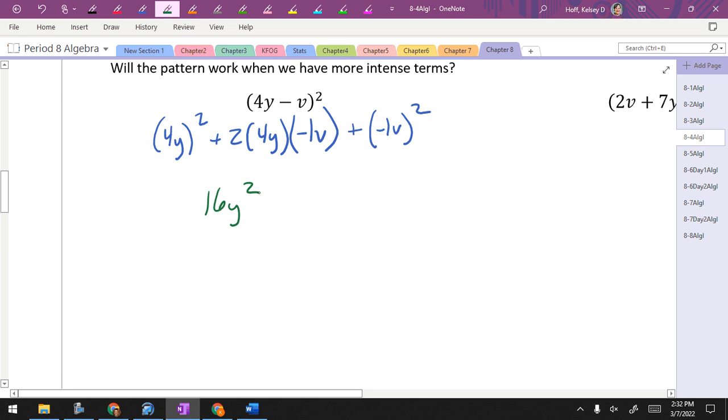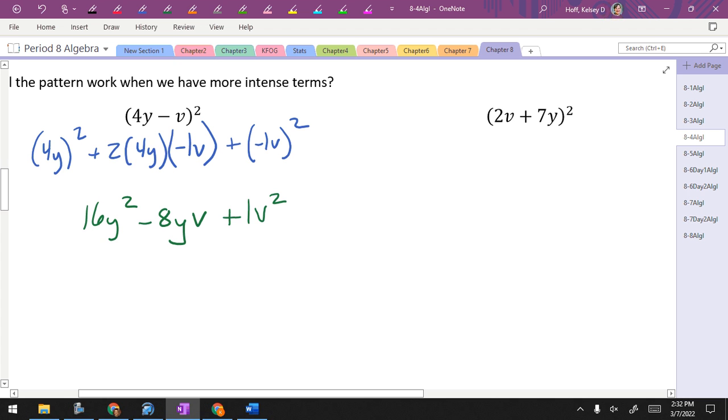2 times 4y times negative 1v. Negative 8yv. Okay? Negative 1v squared. It'd be a positive, right? A negative times a negative would be a positive 1v squared.